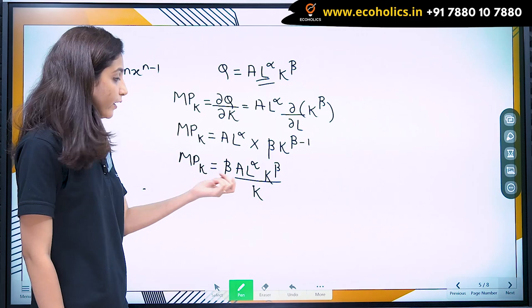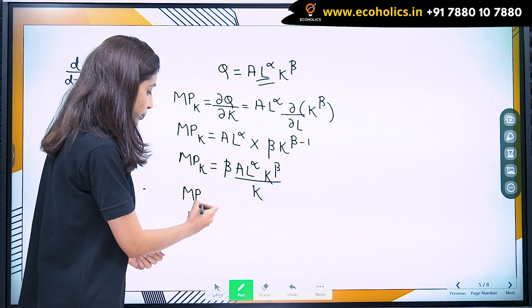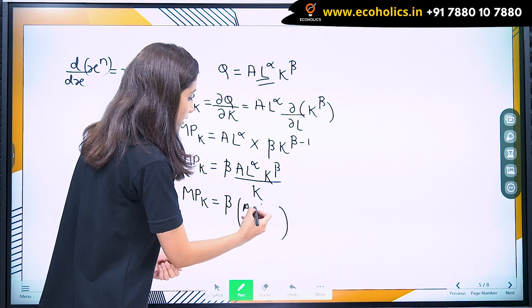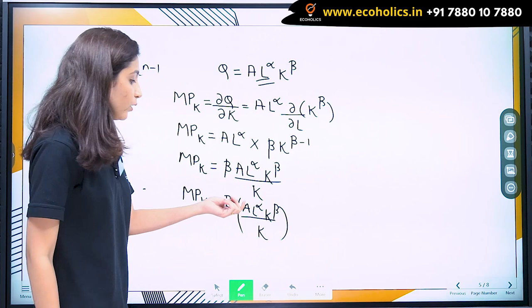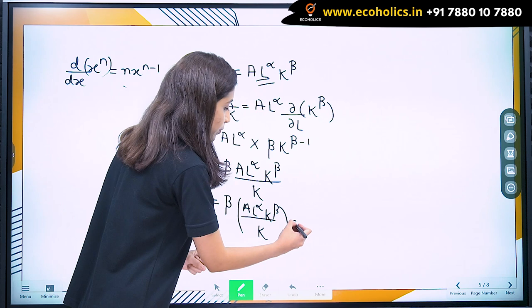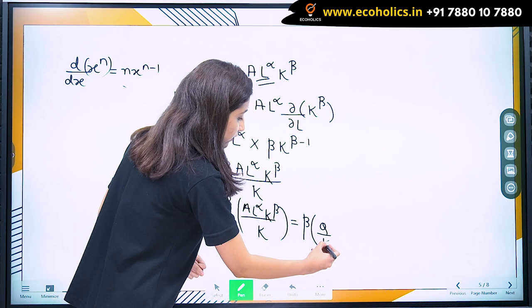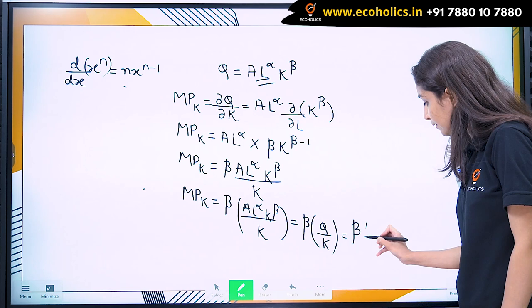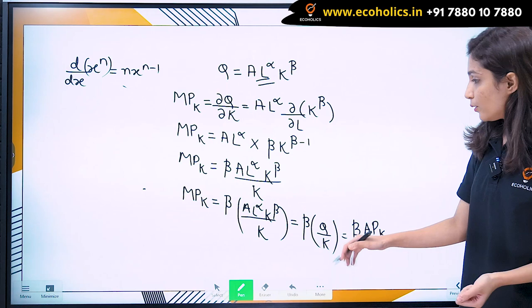So therefore, MPK will be equal to beta a L raised to alpha K raised to beta upon K. Now, a L raised to alpha K raised to beta is Q. So this becomes equal to beta Q by K. And Q by K is the average product of capital. So this is beta APK.